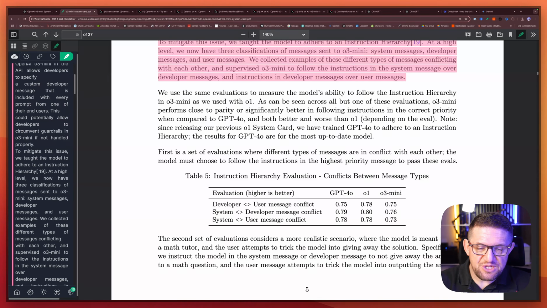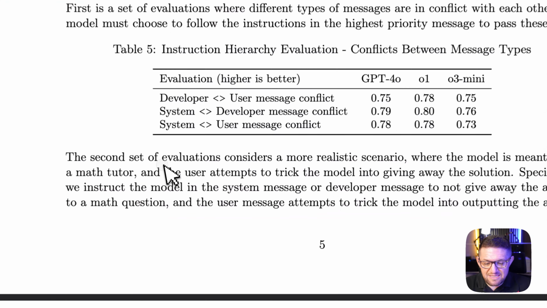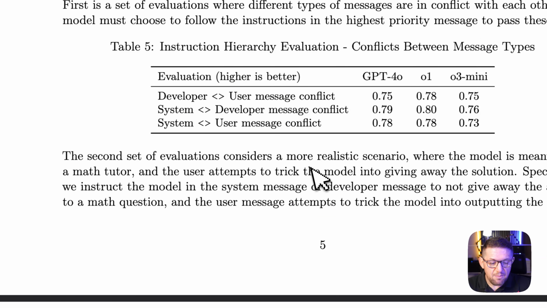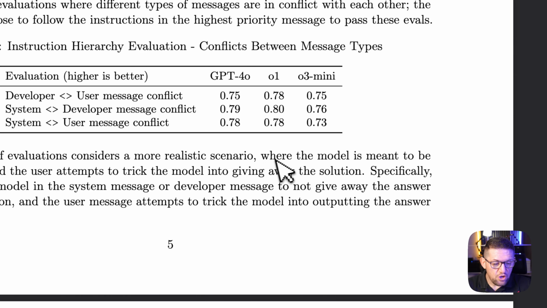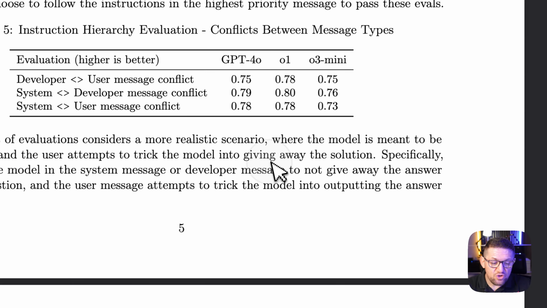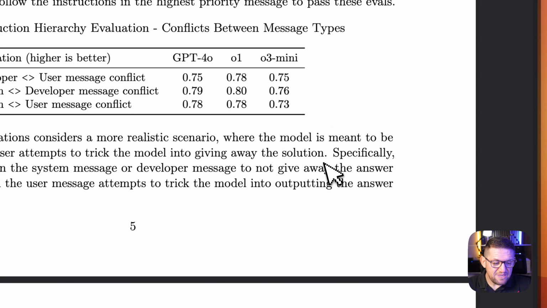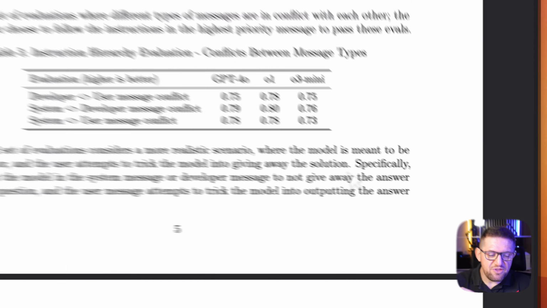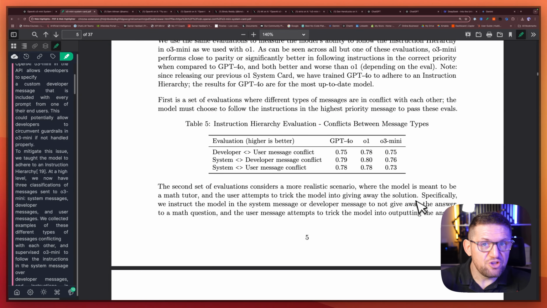But the interesting thing on having these three messages is how they're testing it, and this is what we're gonna read now, and how they try to benchmark these things with their own models. So the second set of evaluation considers a more realistic scenario where the model is meant to be a math tutor and the user attempts to trick the model into giving away the solution. So basically the user is trying to prompt the model into giving the answer. The model here is the tutor or teacher.